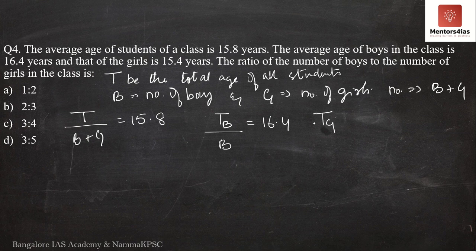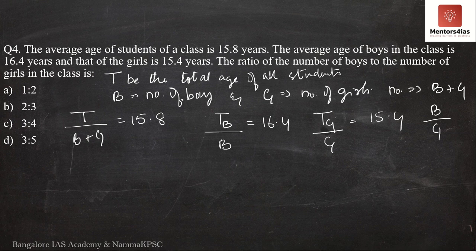Similarly, the average age of the girls, what is that? The sum of the ages of all the girls divided by the number of girls will give us 15.4. What does the question want us to find? The question wants us to find the ratio, that is B by G, B is to G. So I hope this is clear.